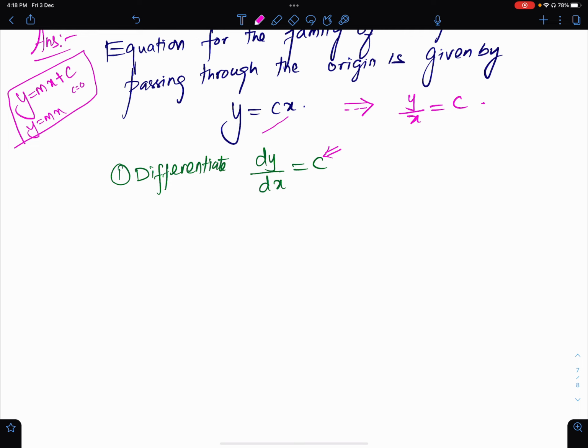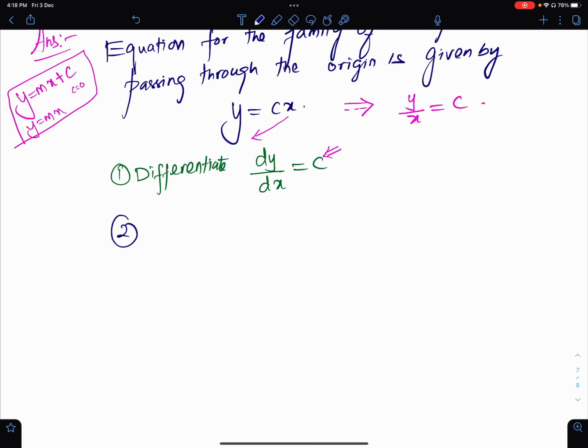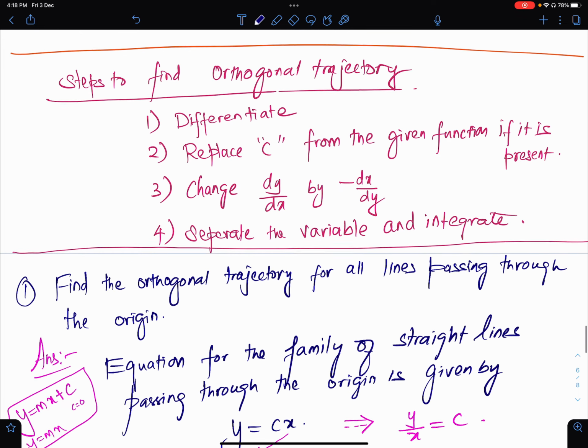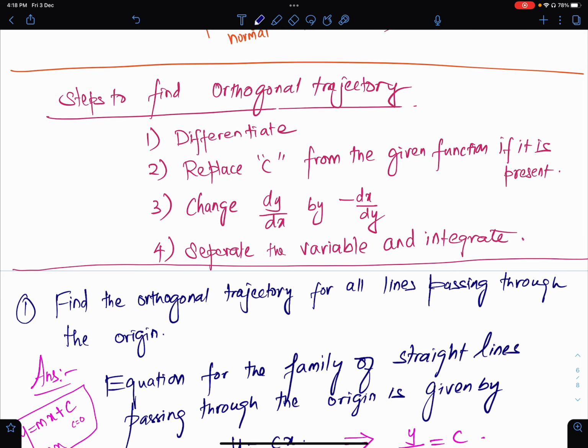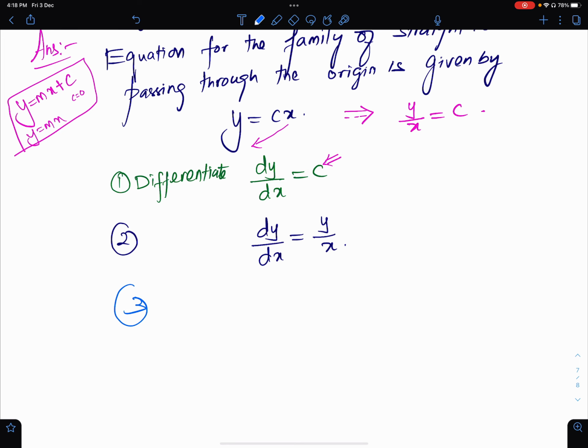So I need c. Take x to the other side, so y by x is equal to c. So see the situation: dy by dx, now I need the value of c. What is c? It is y by x. So go to the third step. What is the third step? Change dy by dx to minus dx by dy. So it is minus dx by dy equal to y by x. Only this side I am changing.